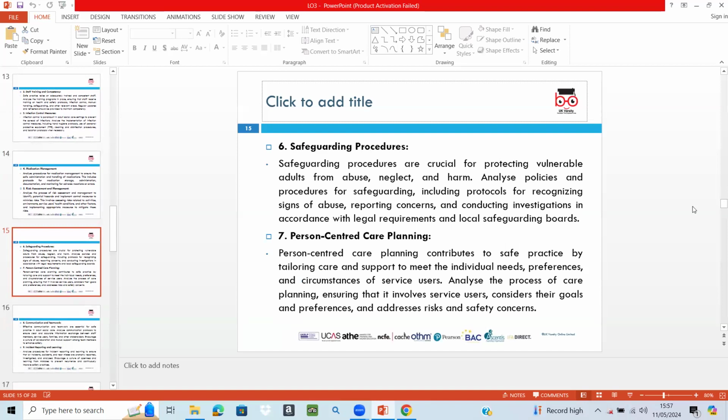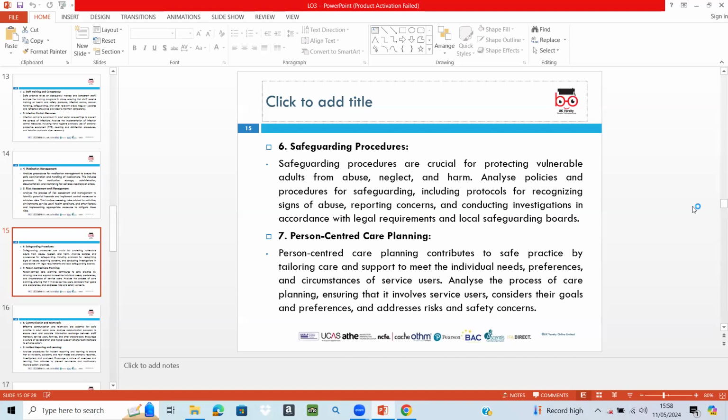Now, moving on to the next slide. So we have safeguarding procedures and person-centered care planning. So again, person-centered care planning is really important in health and social care. Analyzing safeguarding procedures and person-centered care planning processes are essential for maintaining safe practices in adult social care.